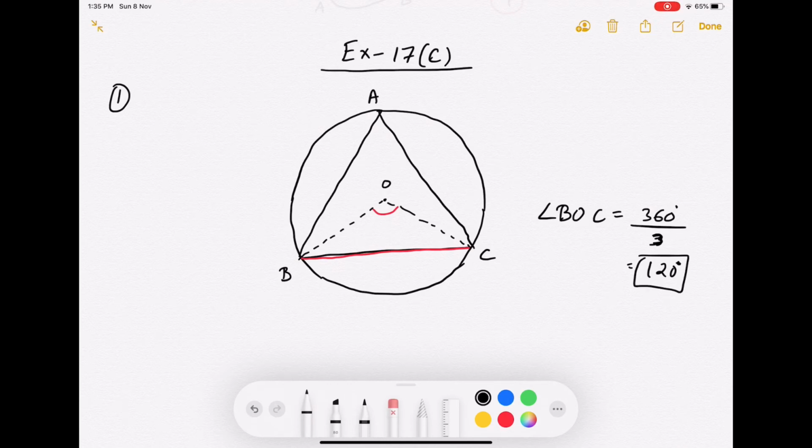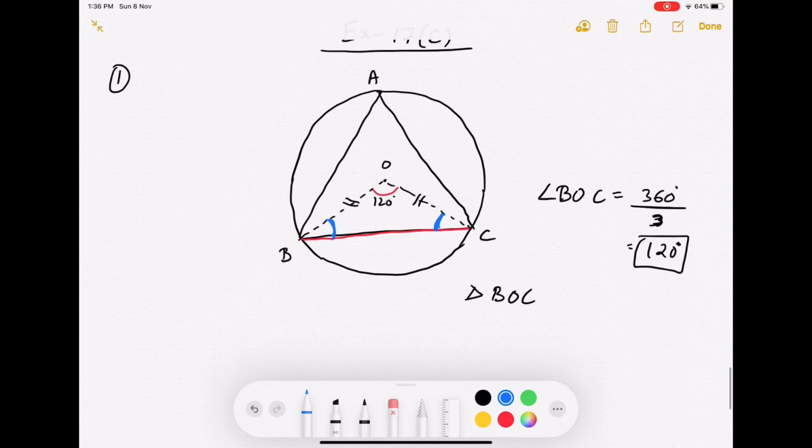Alright, now that we have found angle BOC, we have to find the second angle, which is angle OBC. OBC is over here. Now we can utilize the angle sum property in a triangle. So if I'm looking at triangle BOC, I already know angle BOC, and I can also identify that OB and OC are of equal length because these are radii of the same circle. Therefore this is an isosceles triangle, and hence angle OBC will be equal to angle OCB. These two are equal angles, right?